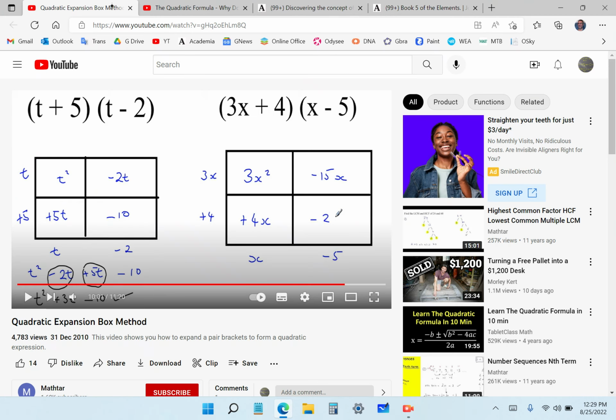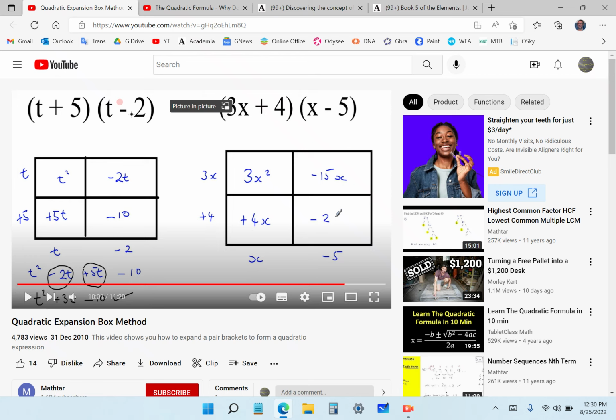One of the better videos on the web is this one here called quadratic expansion box method. Actually, it shouldn't be called expansion box method. It should be called the area method, or just basically the quadratic in geometry, because what we're doing here is finding areas. Although this is the best video I could find on the web for you, and that's the link at the top there, it explains what happens when you multiply two binomials.